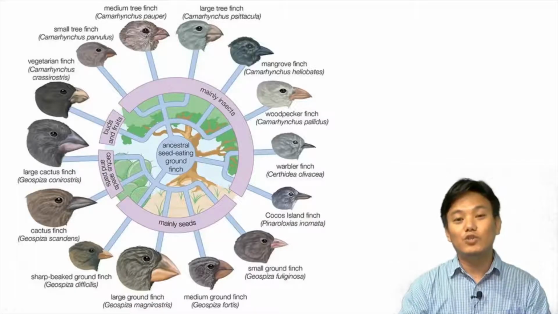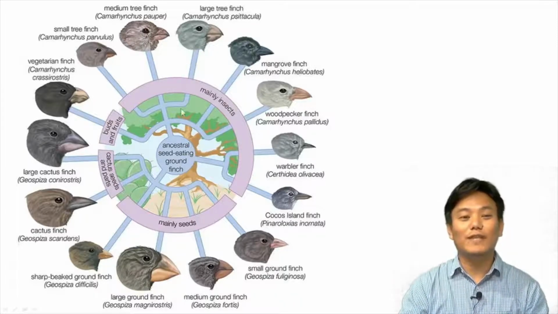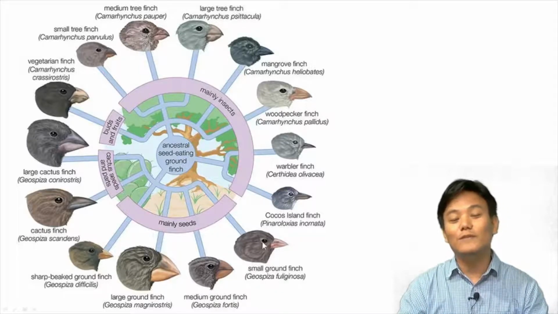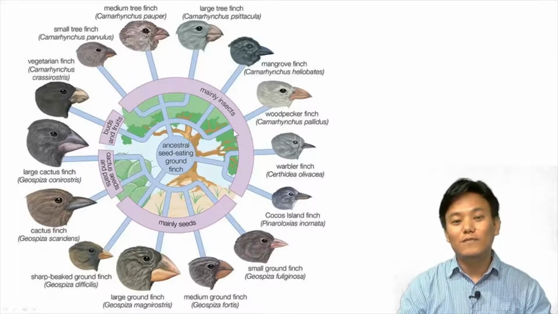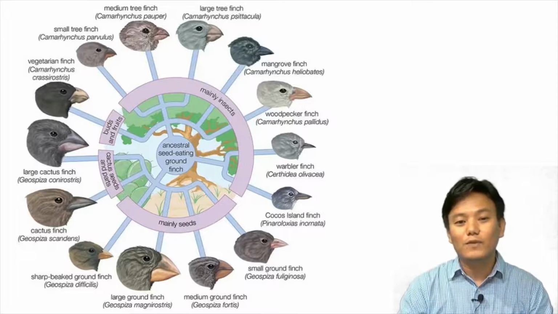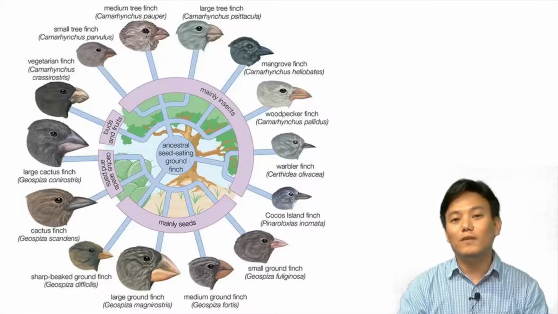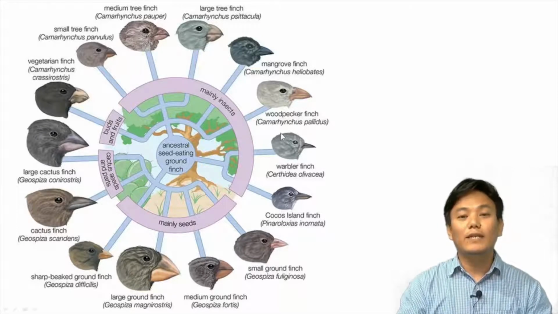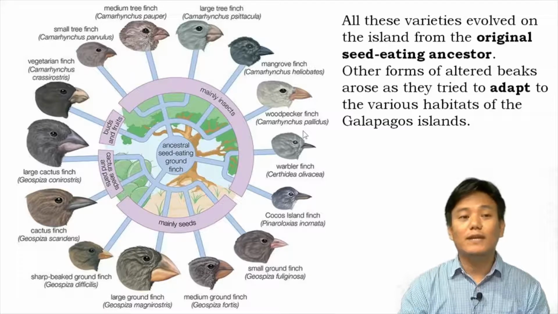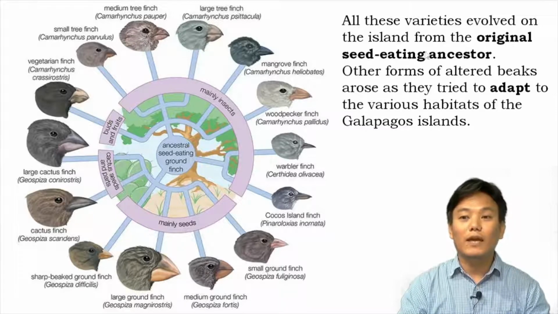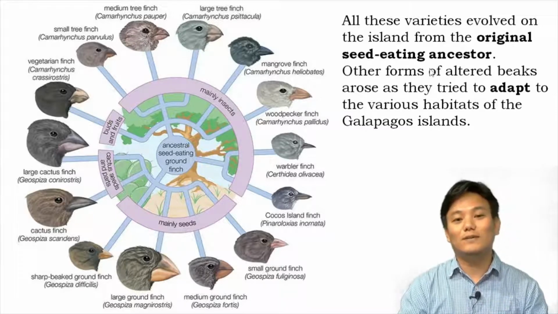So when Sir John Gould, the ornithologist, told Sir Charles Darwin that these different species of finches are closely related to each other, Darwin gave deep thought to how to explain the variety of finches found on Galapagos Island. And his explanation went something like this. He said that all these varieties of finches evolved on the island itself from the original seed-eating ancestor.